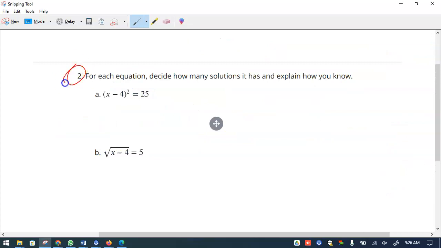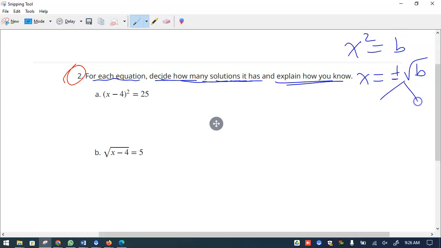Question number 2 says, for each of these equations, decide how many solutions it has and explain how you know. Like the first one, remember if x squared is b, then x is plus and minus. So there are always two solutions if there is an x squared. So in this example, because the exponent is 2, x minus 4 will be equal to plus or minus the square root of 25. And the square root of 25 is 5. So you have two equations.